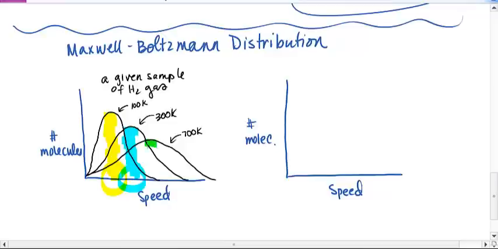at 700 Kelvin, the average speed increases. But here's what I want you to see. Notice that at all temperatures, we still have some slow molecules. And think about that. If the molecules are hitting each other, and at the moment of collision, how fast is it going? It's not moving at that moment of collision.